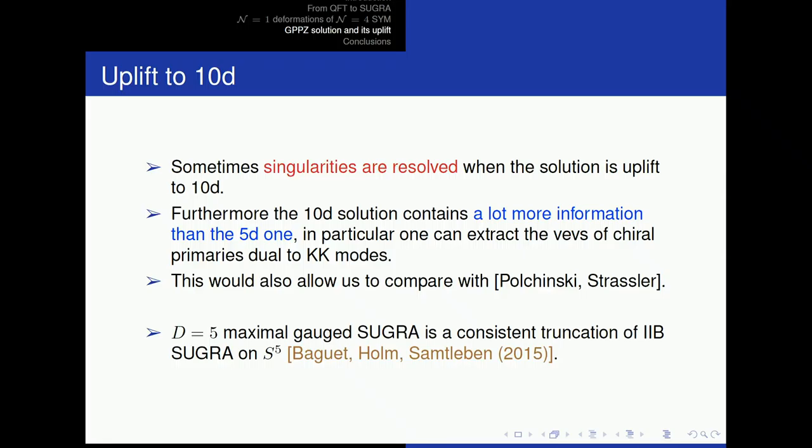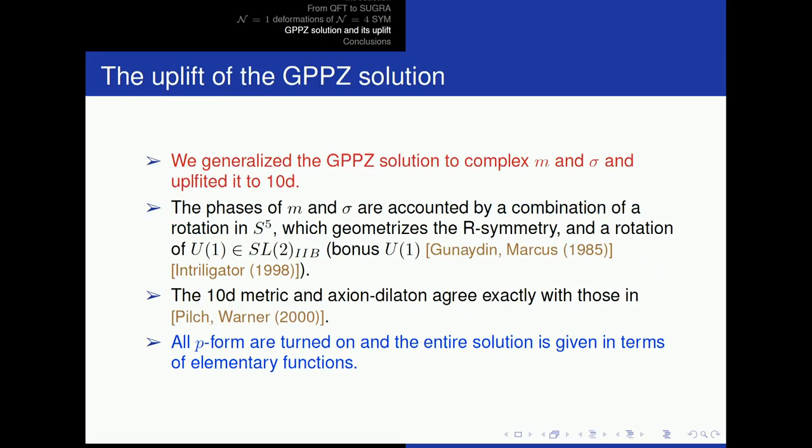Also, having directly a 10-dimensional solution should allow us to compare with what Polchinski-Strassler did. As I said earlier, the d=5 maximal gauged supergravity is a consistent truncation of type IIB supergravity, with very explicit formulas for the uplift provided here. So that's what we did. First we generalized the GPPZ solution to complex m and sigma, and then uplifted this general solution to 10 dimensions.